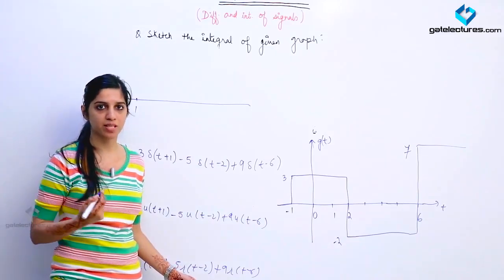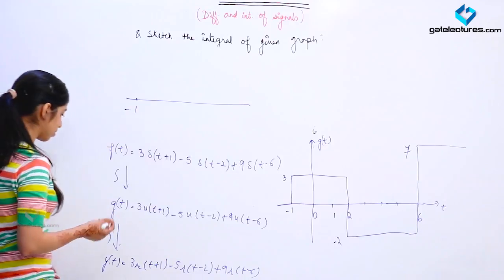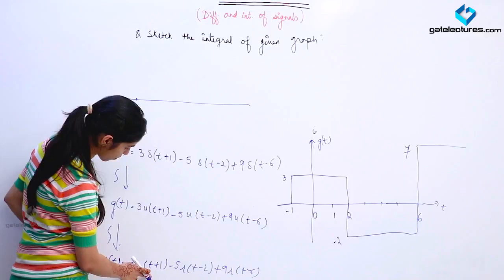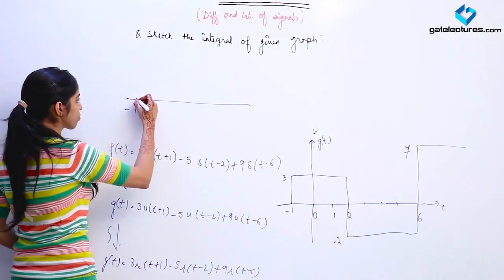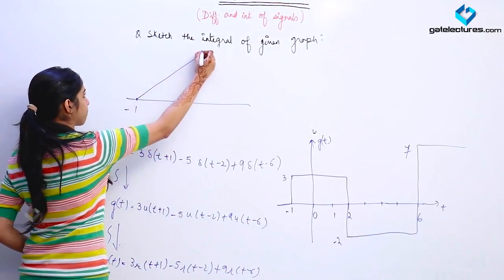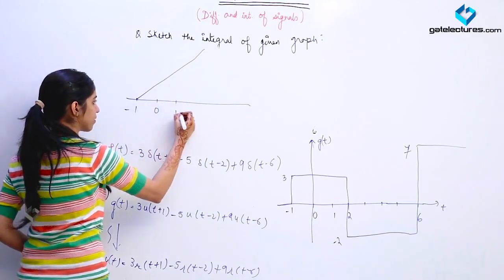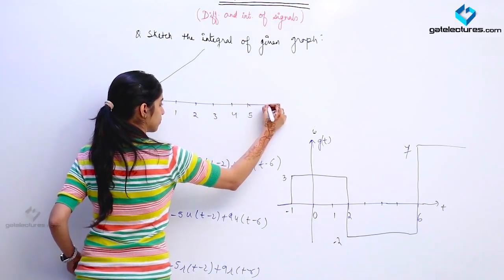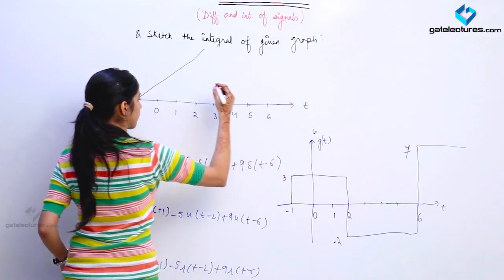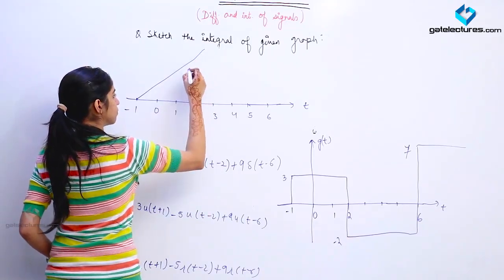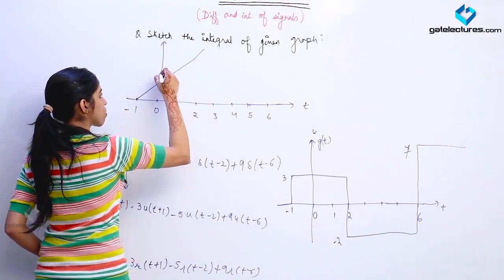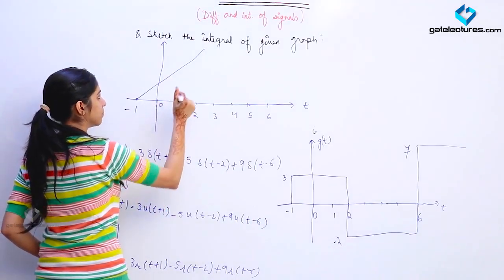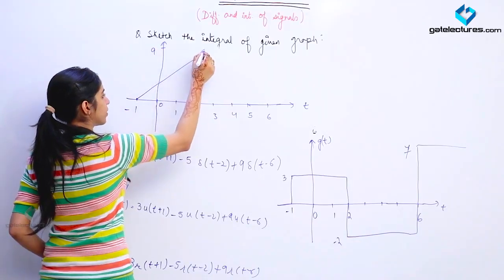Slope is change in y upon change in x. We have seen this, okay. So change in x is going to be 3. So accordingly change in y is going to be 9 for the slope to be 3. So this is going to be a line which has final value as 9. This is going to be 9, okay.